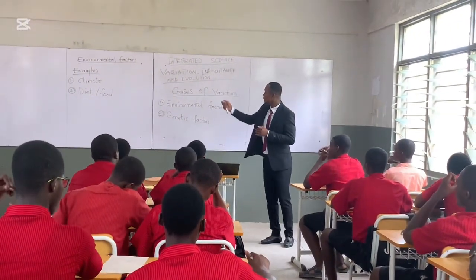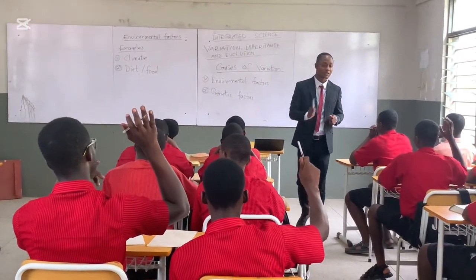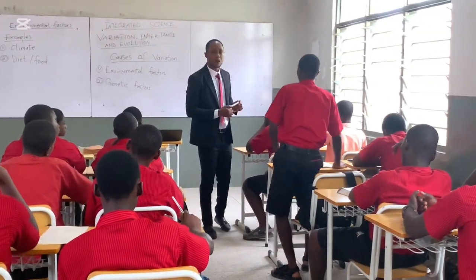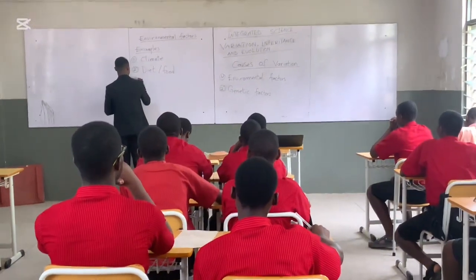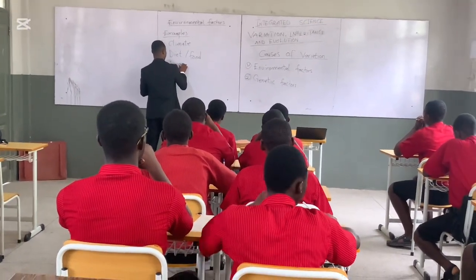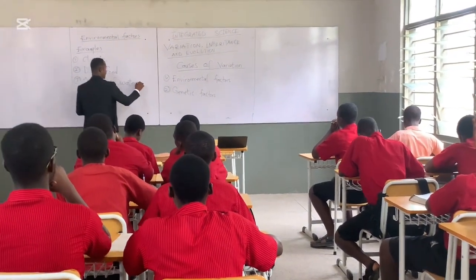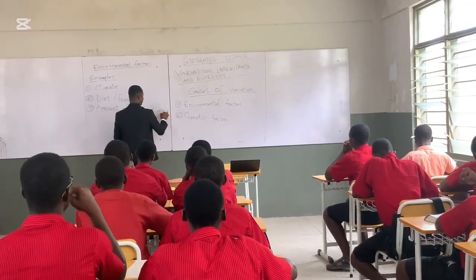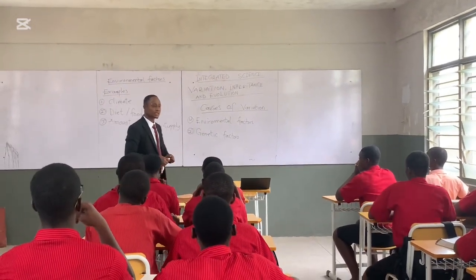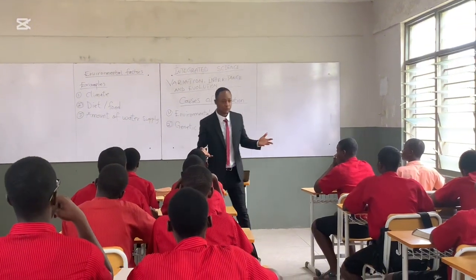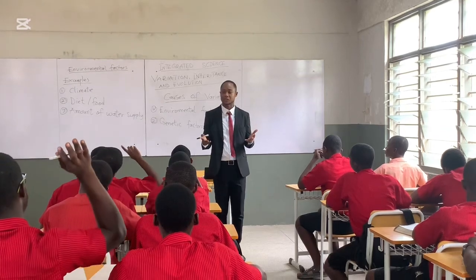Another example. Examples of environmental factors of variation. I want another person. Yes. Amount of water supply. Very good. How does this affect or cause variation? How does amount of water supply cause variation?